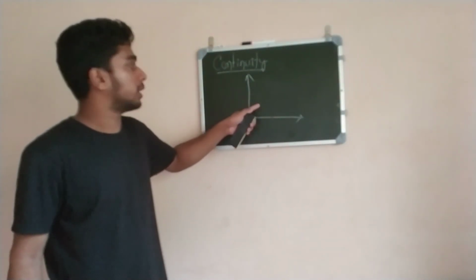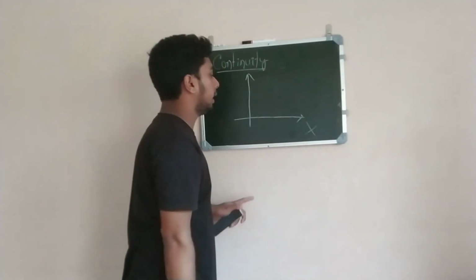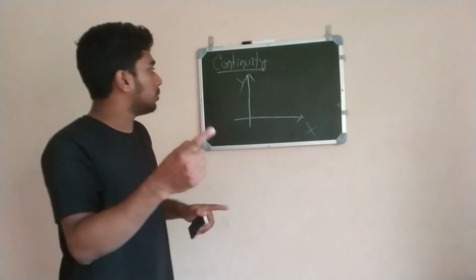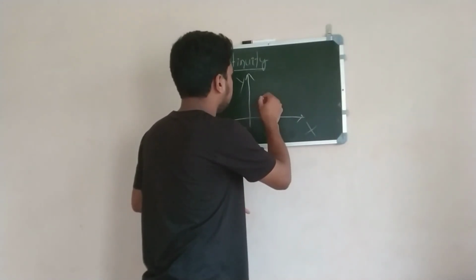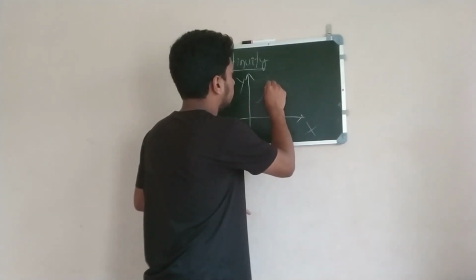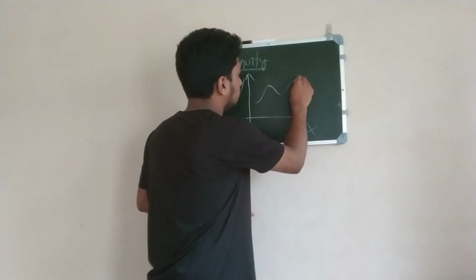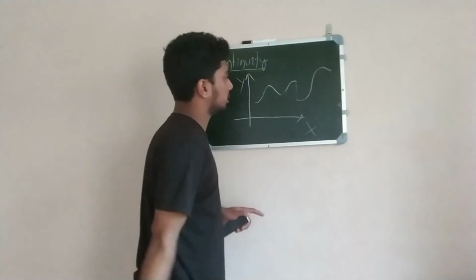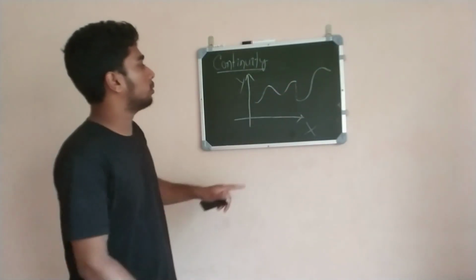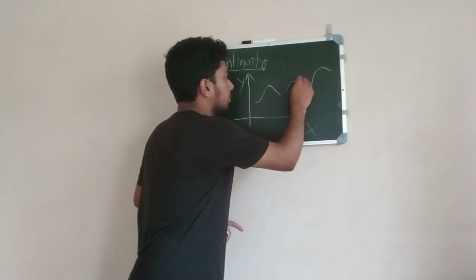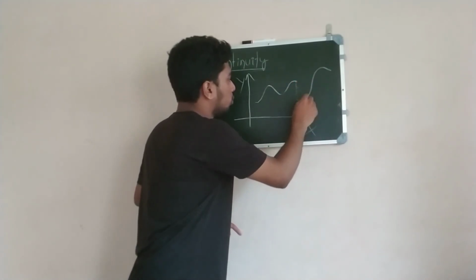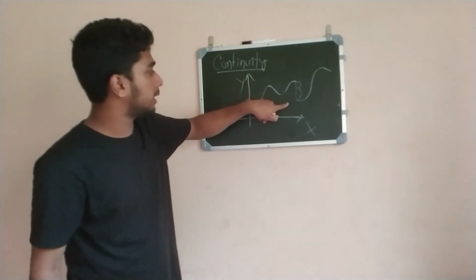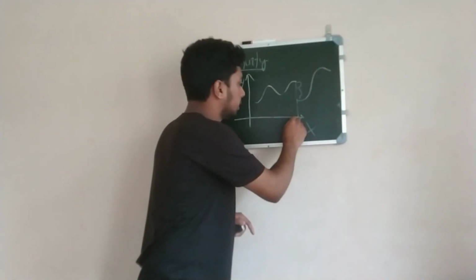considering a graph. This is the x-axis and this is the y-axis. For example, I am drawing a graph like this. It goes like this, then it suddenly falls, then it starts here. So just look at this point. What happens? Just see, the graph has a break at, for example, this point, which is x is equal to a.